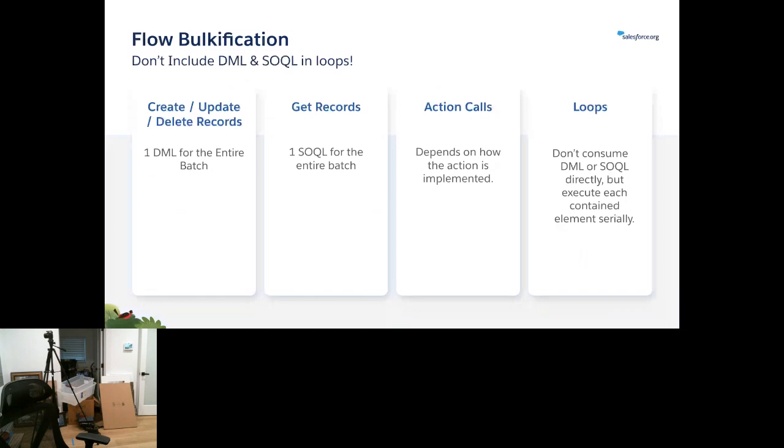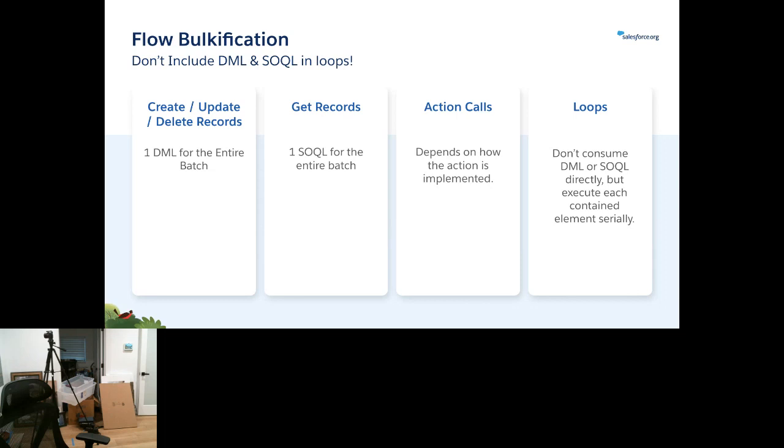And flow bulkification. Do not include DML and SOQL in loops. It says flow bulkification, but the truth is you shouldn't be doing that in Apex either. The flow runtime automatically performs cross-batch bulkification on behalf of the user, but it does not perform any functional bulkification. That means if you build your own loops and they include some type of DML or SOQL, the runtime isn't going to optimize that for you.